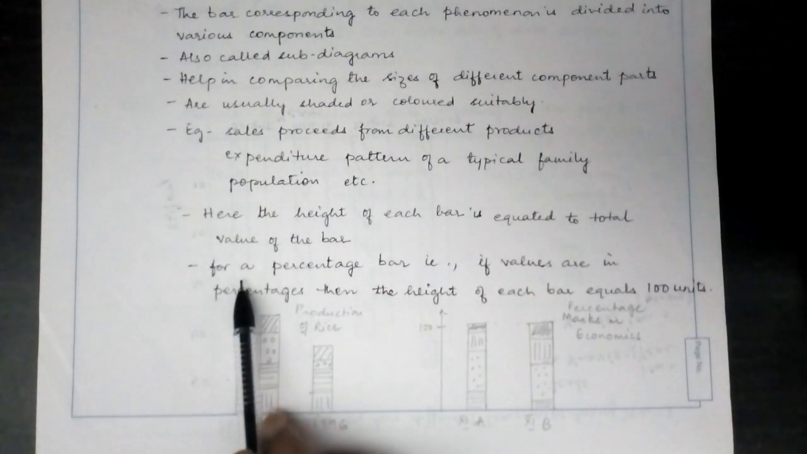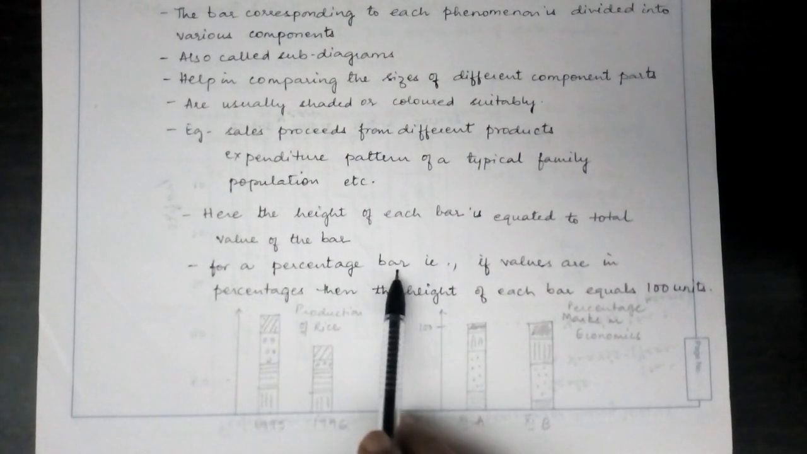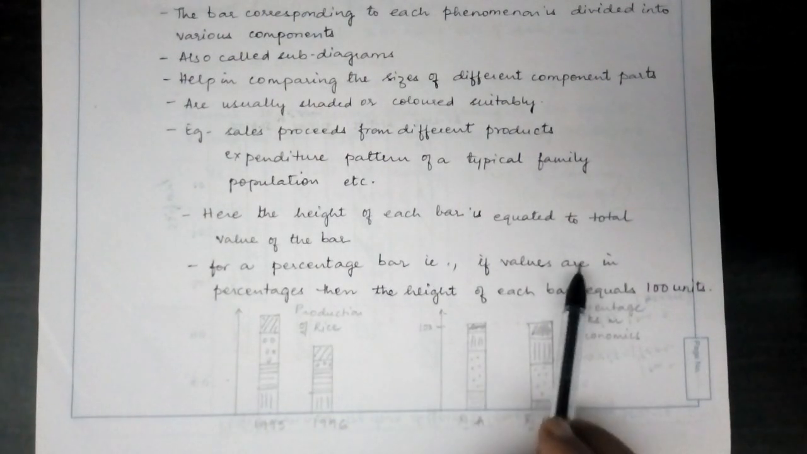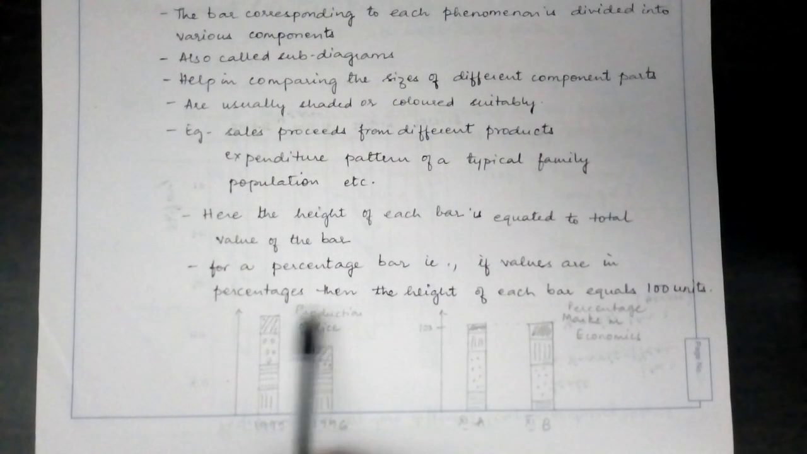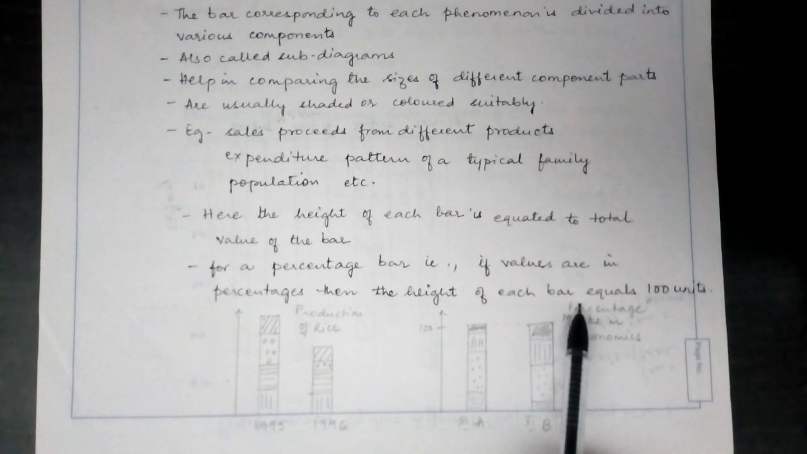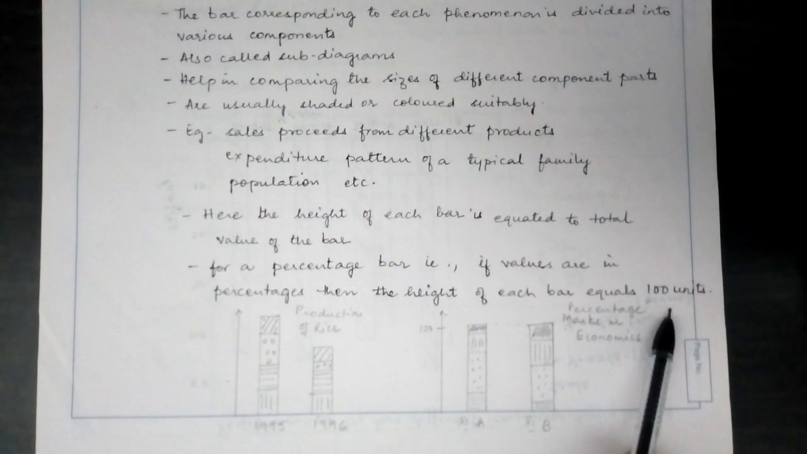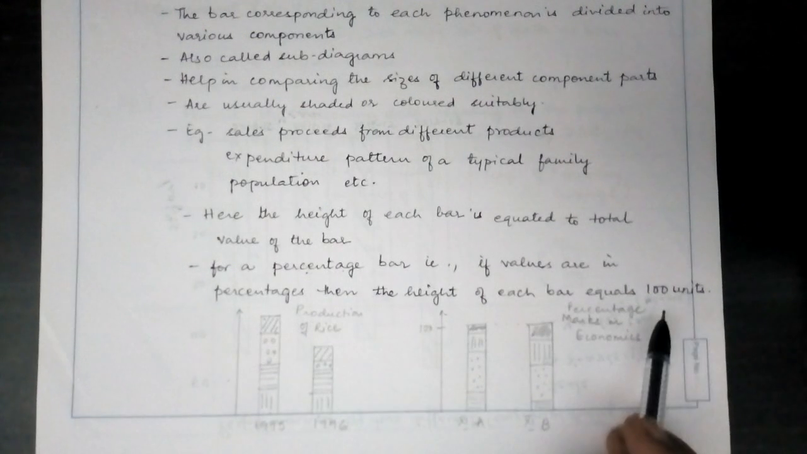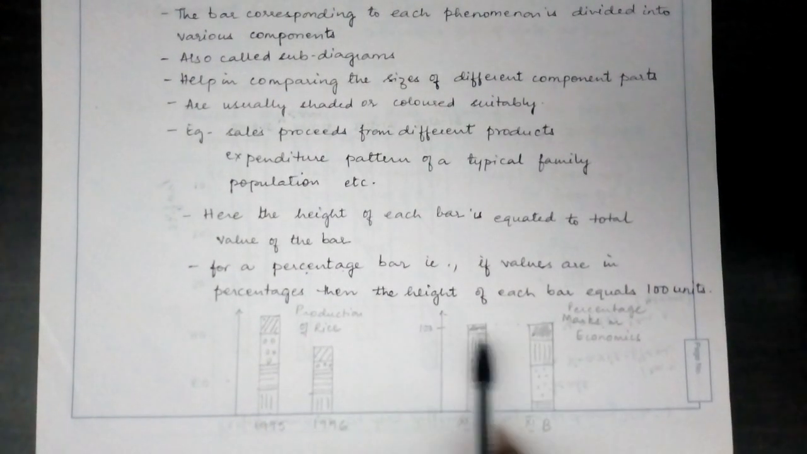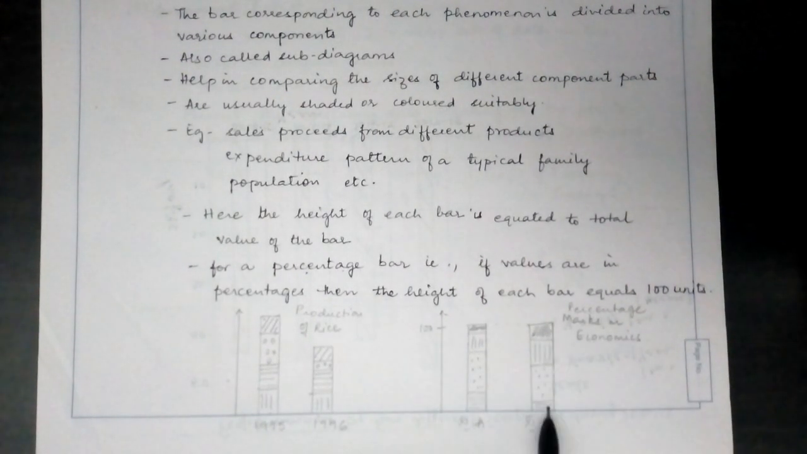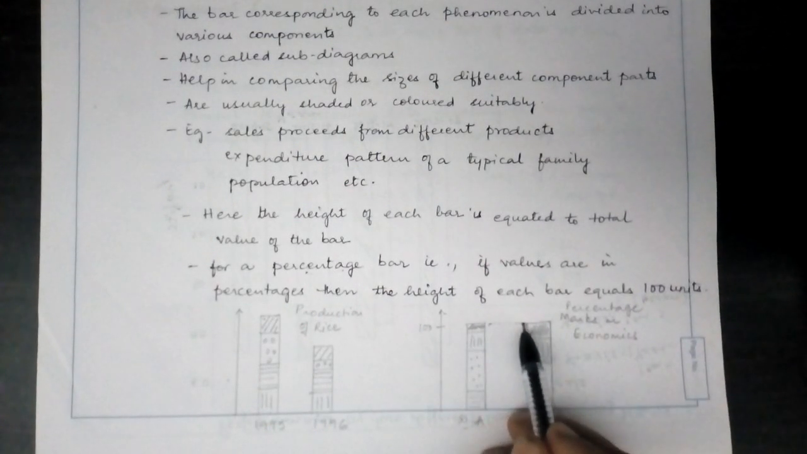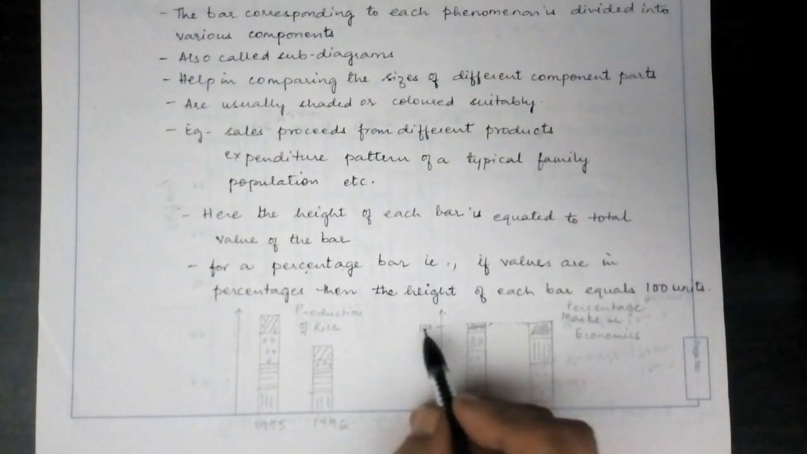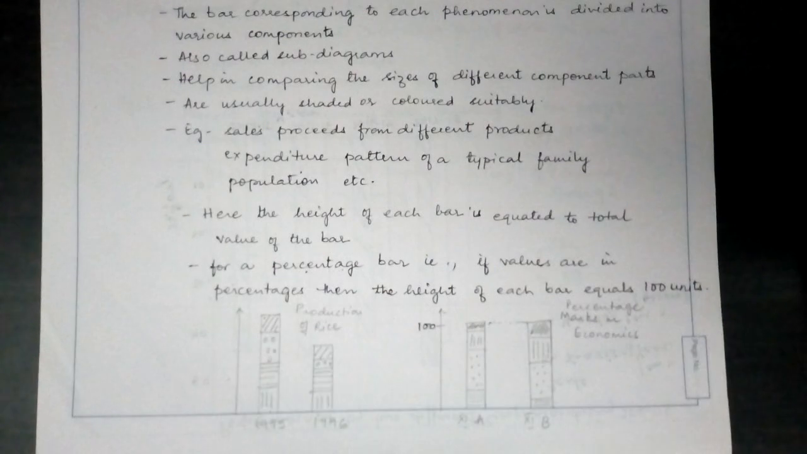Now there is another component bar called the percentage bar. Here the values are percentages. So what happens? The heights of each bar will be equal to 100 units. Since it is a percentage bar, the total will be equal to 100. So this is a percentage bar diagram. So here heights of all the bars will be same, equal to 100.